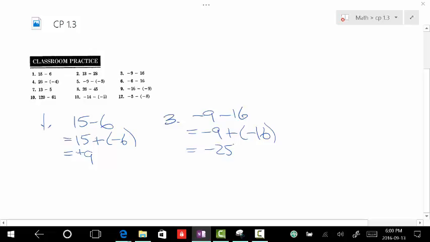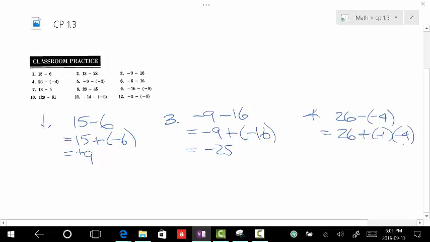Now, number 4 is very interesting because what happens with number 4? Number 4 is 26 minus minus 4. Well, really, what this means is this is equal to 26, and a minus in front of another minus sign means it's really a plus sign. Technically, what this means is this is the same as plus minus 1 multiplied by minus 4.